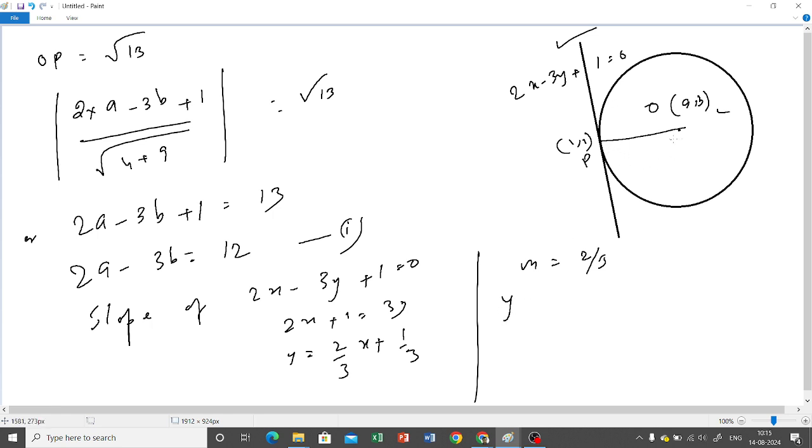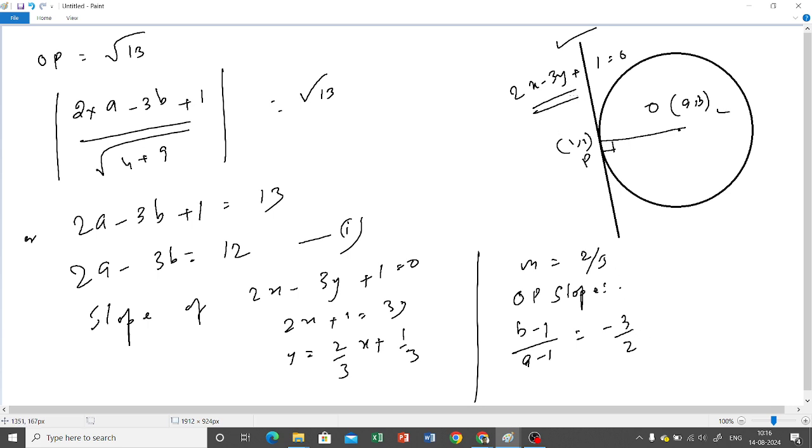Now, just find out the slope of OP. Slope is y2 minus y1 by x2 minus x1, is equal to what? Now see, if 2 by 3 is the slope of this line, then OP is perpendicular to this line. So what will be the slope of OP? m1 into m2 is equal to minus 1. So b minus 1 by a minus 1 will be what? Minus 3 by 2. Did you understand what I did?